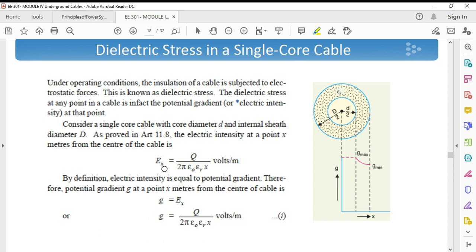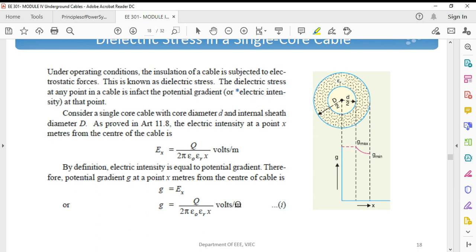So electric intensity at a point x, Ex, equals Q by 2 pi epsilon 0 epsilon r x volt per meter. Electric intensity is equal to potential gradient. Therefore, potential gradient G at point x meters is G equal to Ex. So G equals Q by 2 pi epsilon 0 epsilon r x volts per meter. That is the dielectric stress.